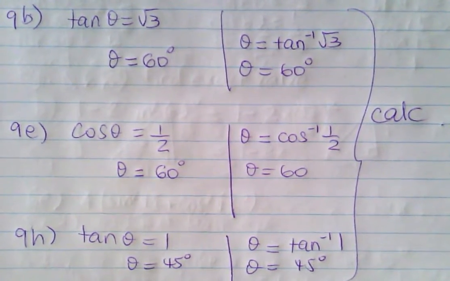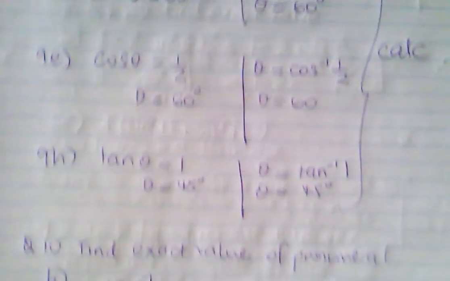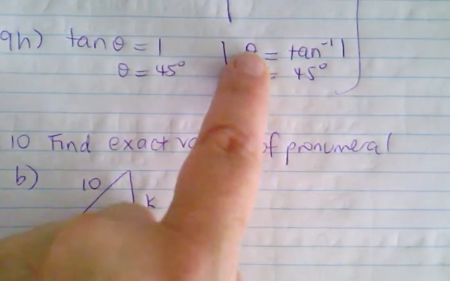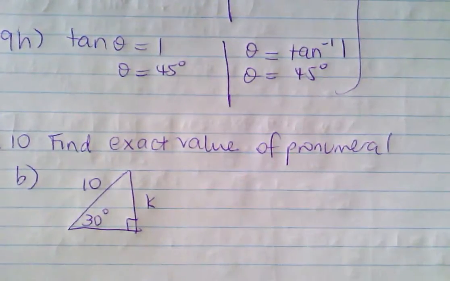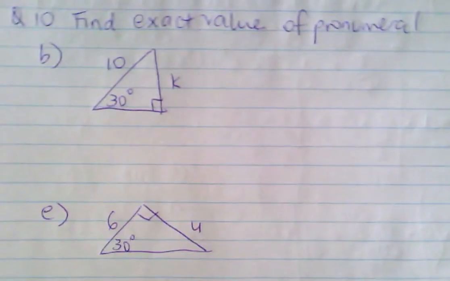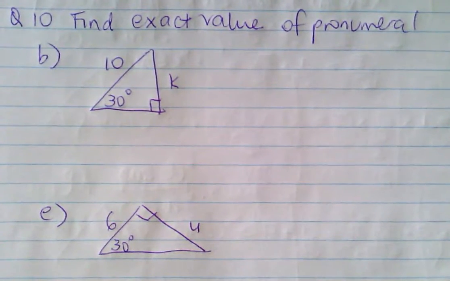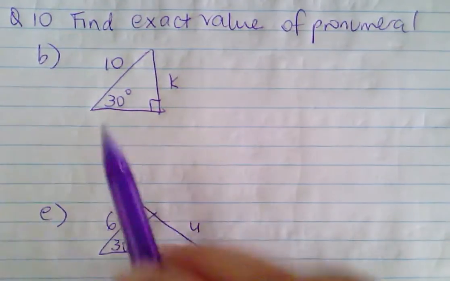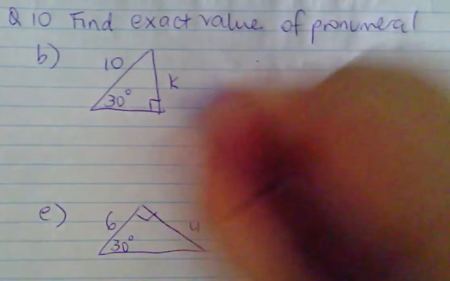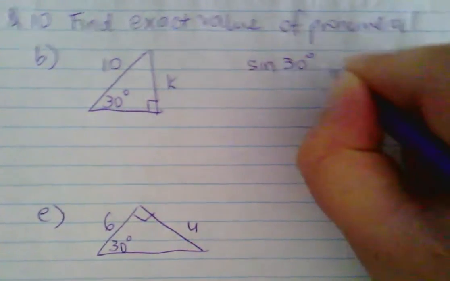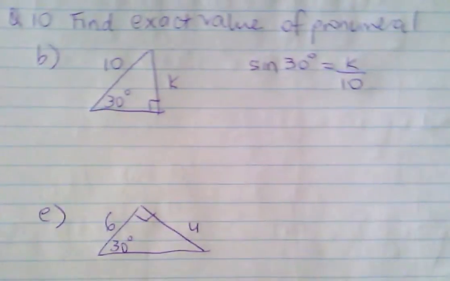Now for question 10. These are the sorts that you're expected to know off by heart, but even if you didn't, you could still go to the old method of doing it on your calc. Question 10b. Find the exact value of the pronumerals. How would you normally do this question? Is it sine? Opposite, hypotenuse. So it's definitely sine. Sine of 30 equals k over 10.